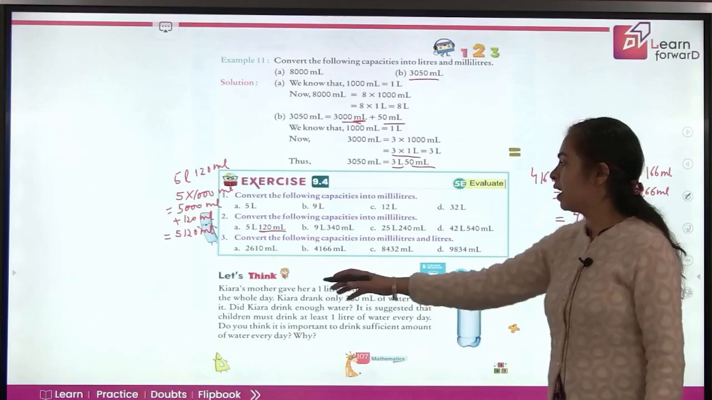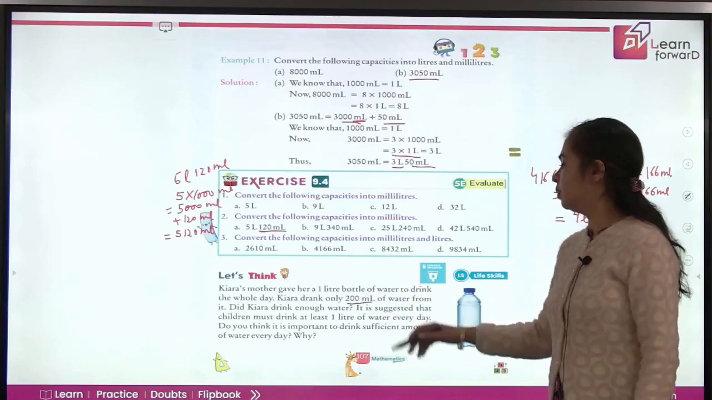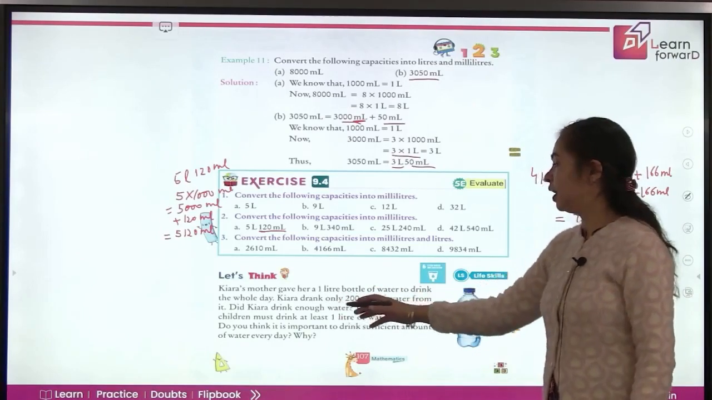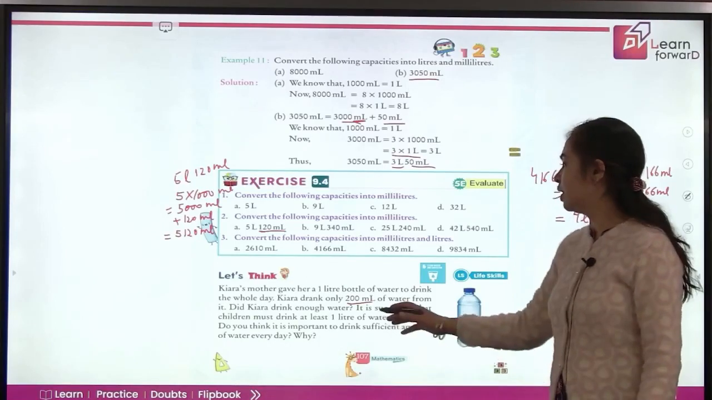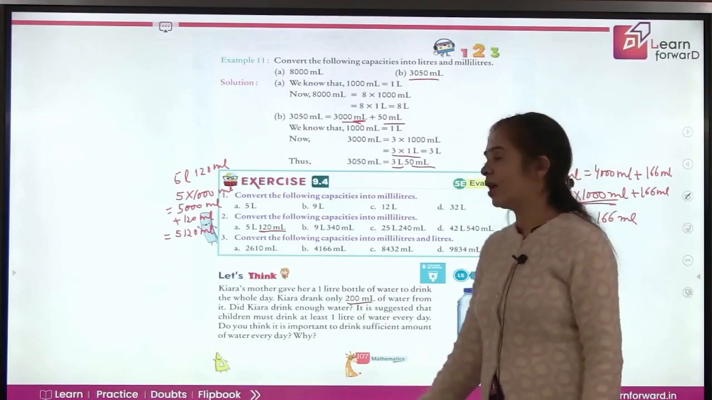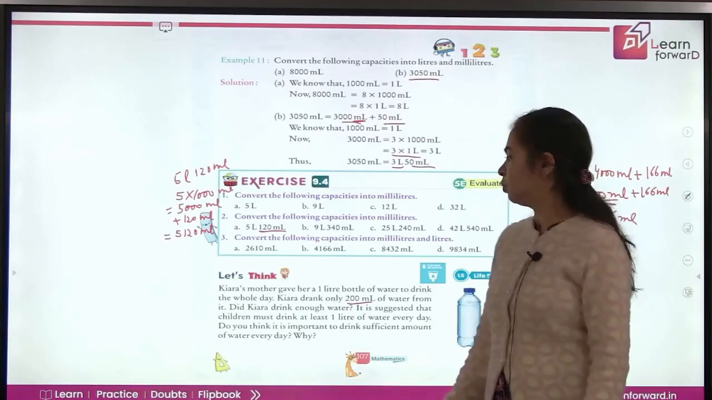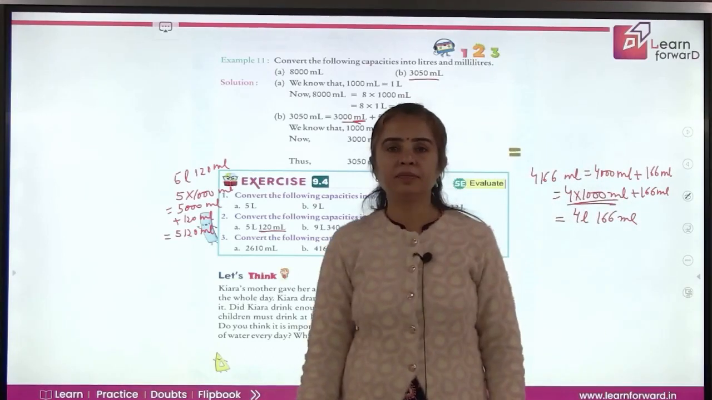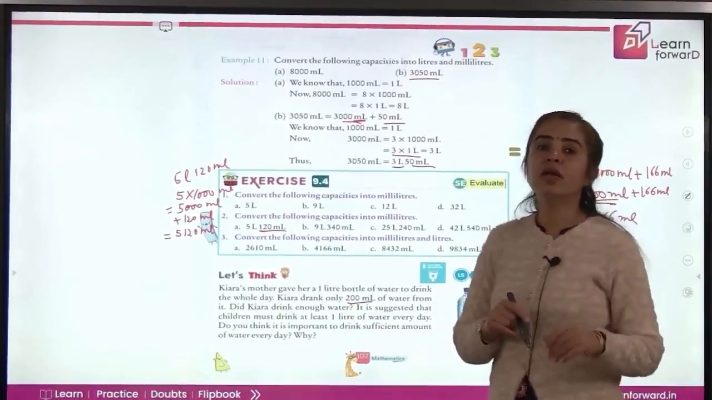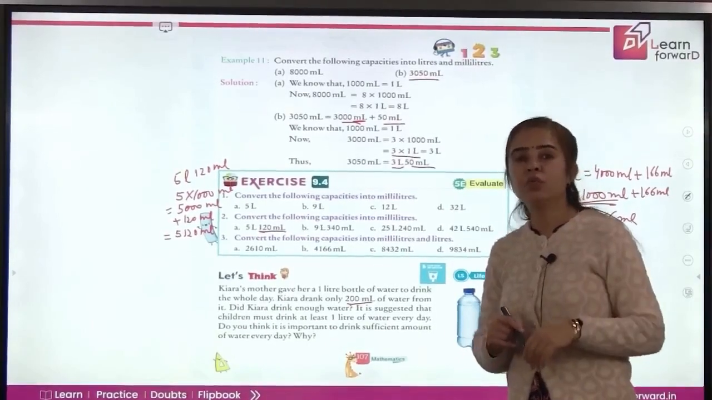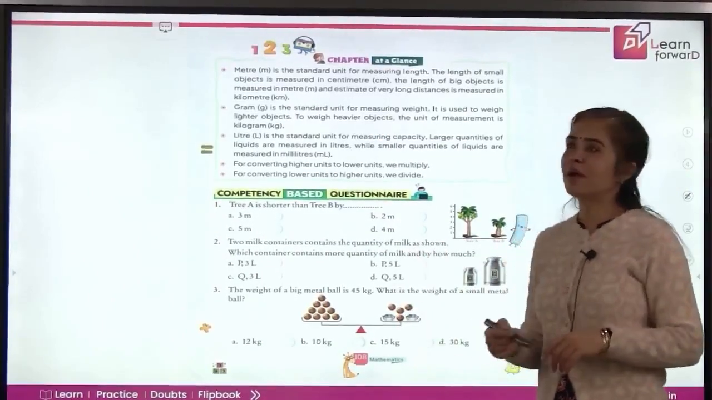Now let's think. Kiara's mother gave her a 1 liter bottle of water to drink the whole day. Kiara drank only 200 milliliters of water from it. Did she drink enough water? Do you think it is sufficient to drink just 200 ml of water in a day? No, it is not. It is suggested that children must drink at least 1 liter of water every day. And do you think it is important to drink a sufficient amount of water every day? Why is it important? Because that helps you in digestion. It is very important to drink an adequate quantity of water every day, apart from your healthy diet. It actually forms part of your healthy diet.